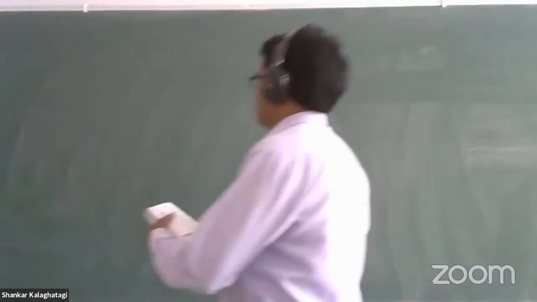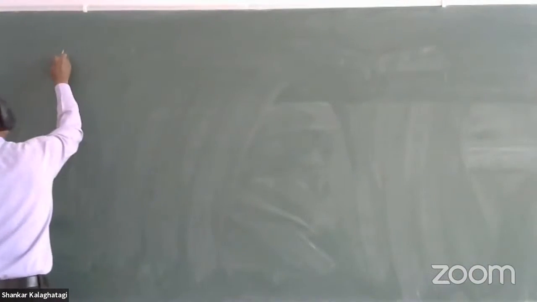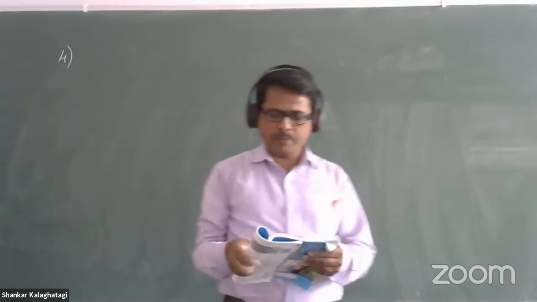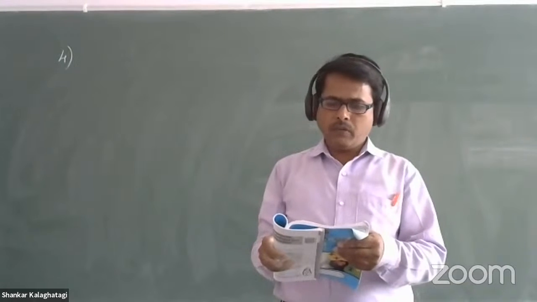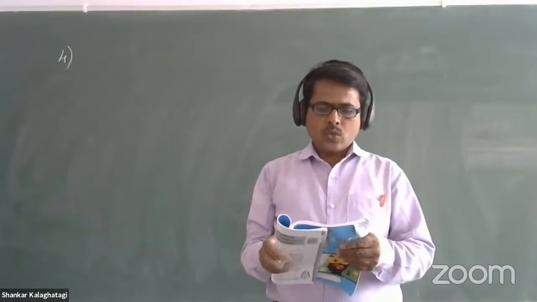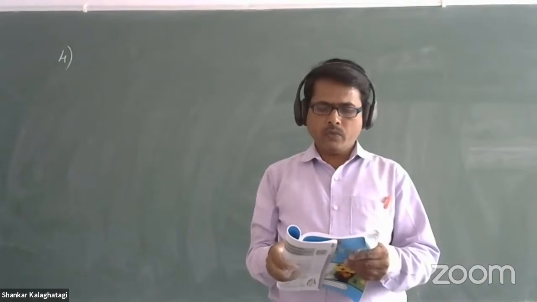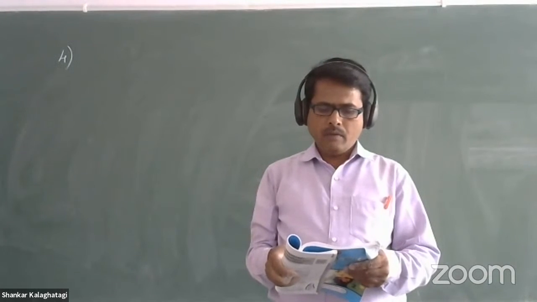Question number 4. Question number 4 is: find the least number which must be subtracted from each of the following numbers so as to get a perfect square. Also find the square root of the perfect square.